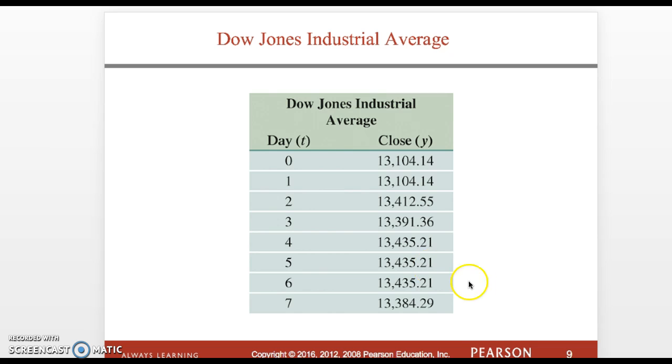So let's take a look at another example. For our domain for this discrete example, we would have 0 through 7. But our range, we would list out the values that don't repeat. So we don't have to list the repeated values, only one of this 13,104.14. And down here we have 3 days that map to the same value. We would only need to list once.